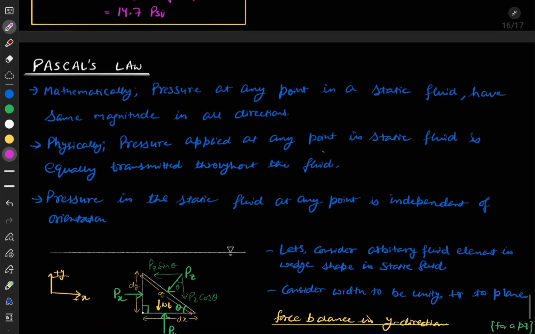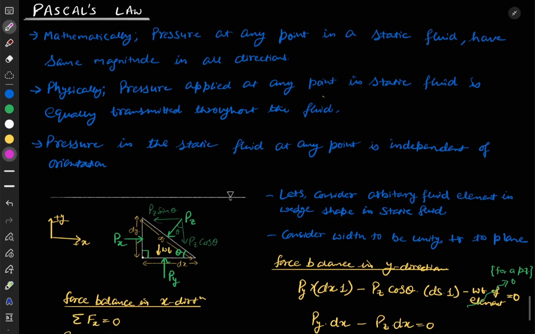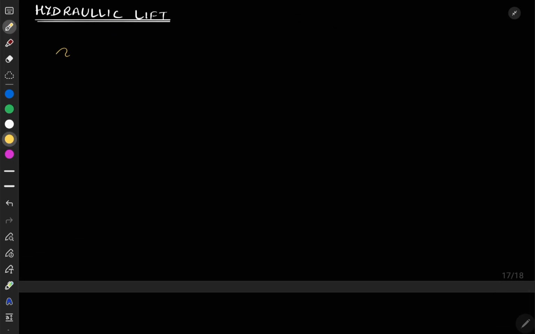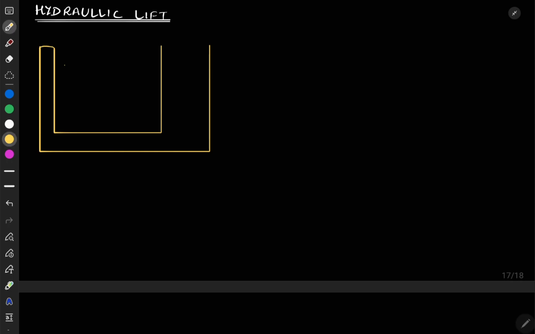Now with respect to Pascal's law, we have a concept of hydraulic lift, so let me discuss it here also. What is hydraulic lift? This is a combination of thick and thin limbs. Let's say we have a system like this: a thin limb and a limb with larger cross section.